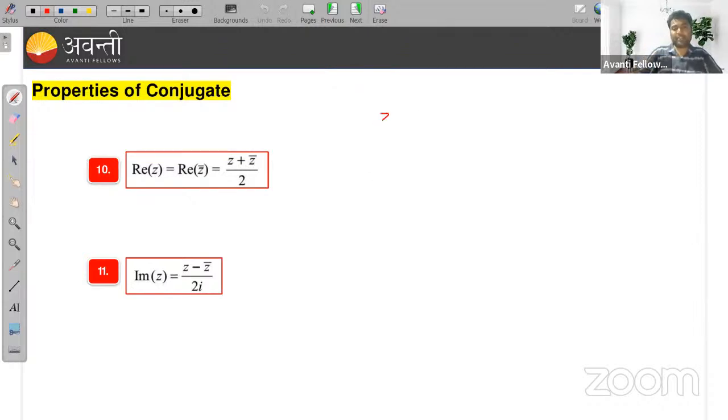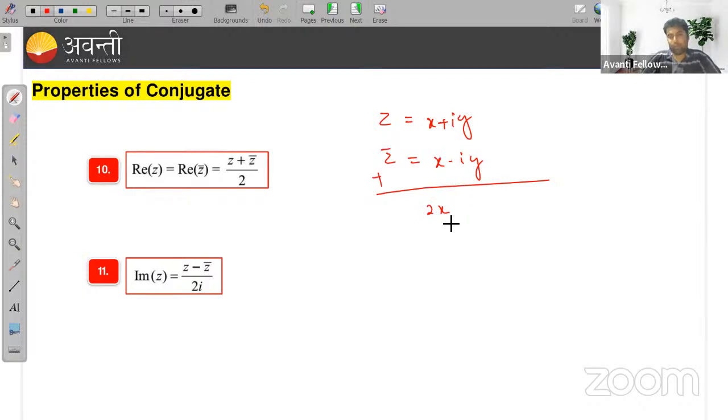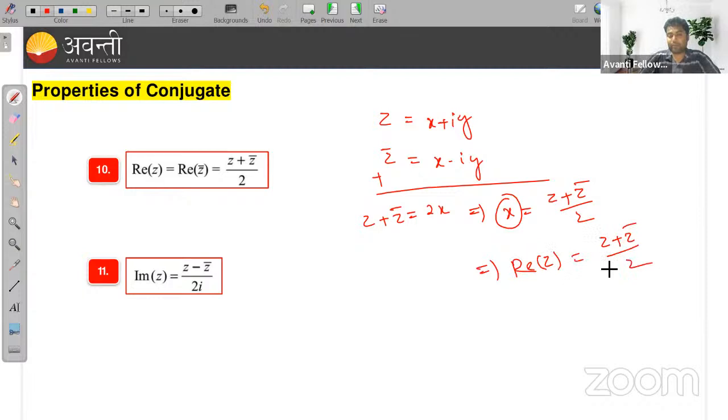Suppose Z is equal to x plus iy, then Z bar will be x minus iy. So if we take the right hand side and add these two, what am I getting? I'm getting 2x. Z plus Z bar gives 2x. Then x is equal to Z plus Z bar by 2. So what is x? That is real of Z, which is equal to Z plus Z bar by 2.